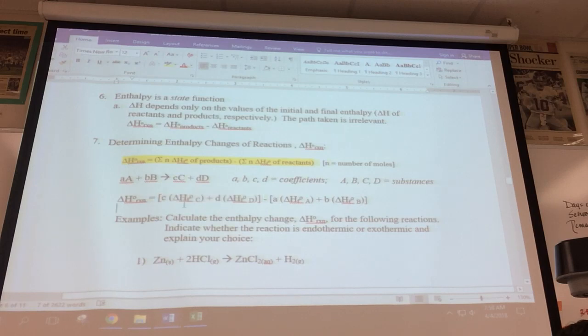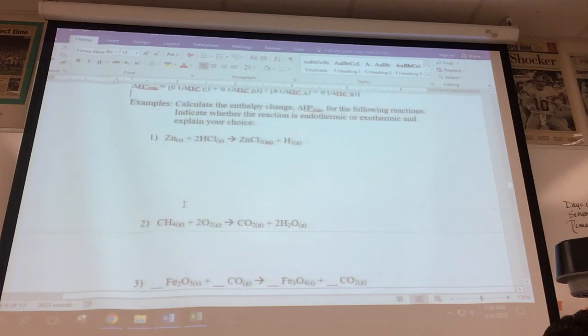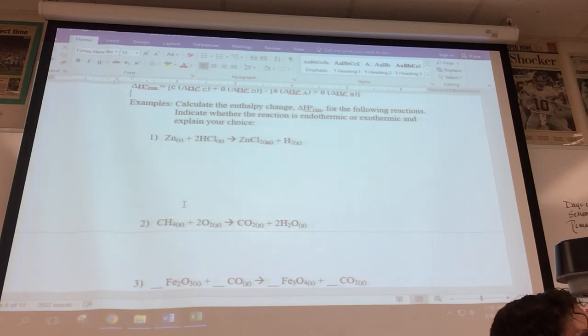Same setup. We're going to do these 3 problems together, and then you have 4 problems on your classwork to nail down. I promise you will be highly successful with this, provided that you put the practice in. And this will be the last component for quiz 4.1. It says calculate the enthalpy change for the following reactions. That is delta H for the reaction. Indicate whether the reaction is endo or exothermic and explain your choice.